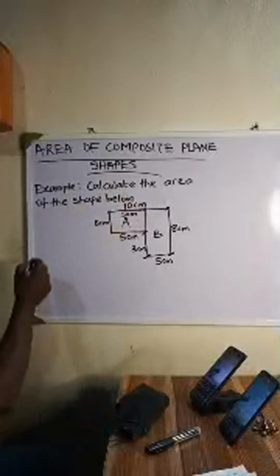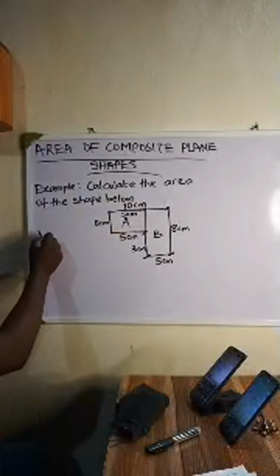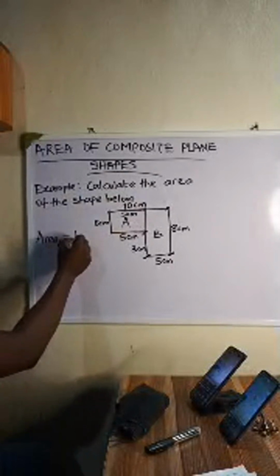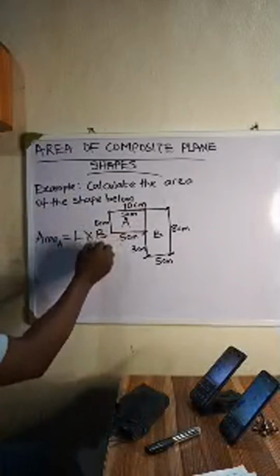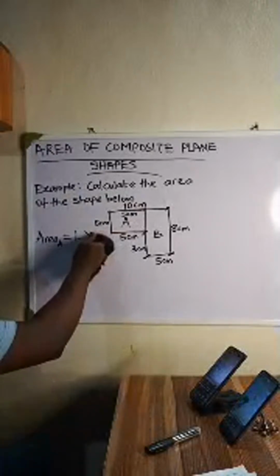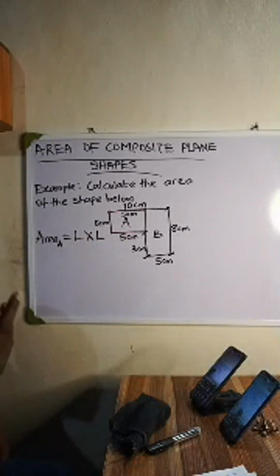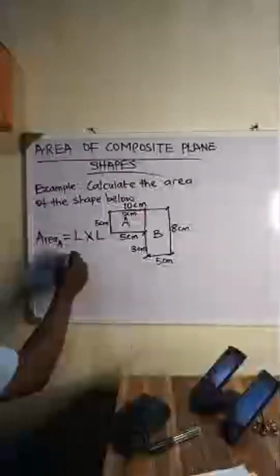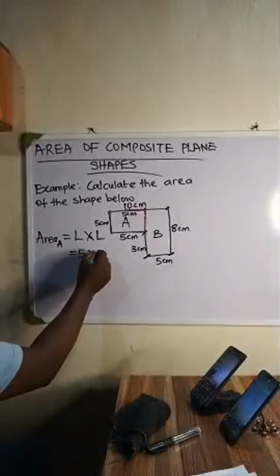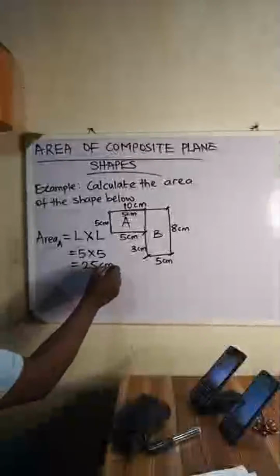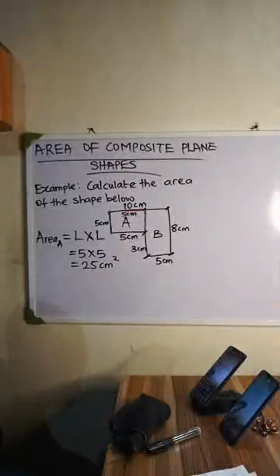So to calculate the area of shape A, area of shape A is equal to length times breadth, length times length, because it is a square. So both sides are 5 centimeters, right? Good. So we have 5 times 5. So the area of shape A is equal to 25 centimeters square. So we've calculated the area of shape A.